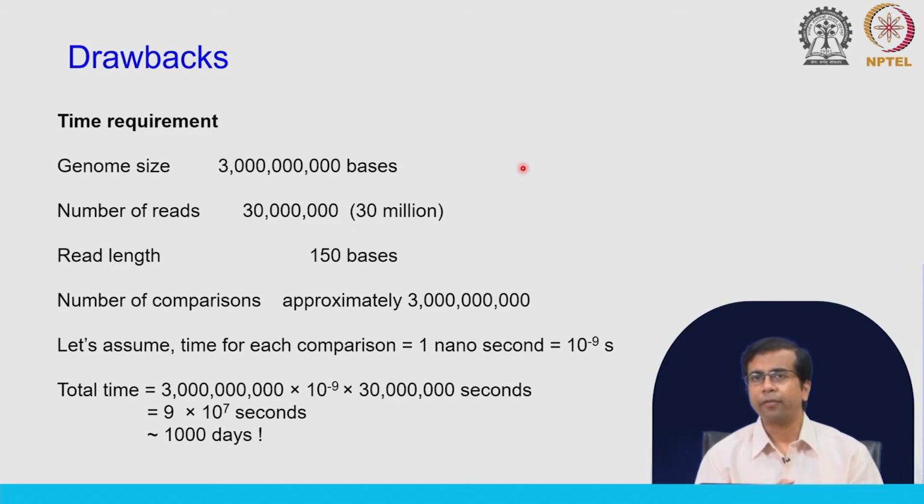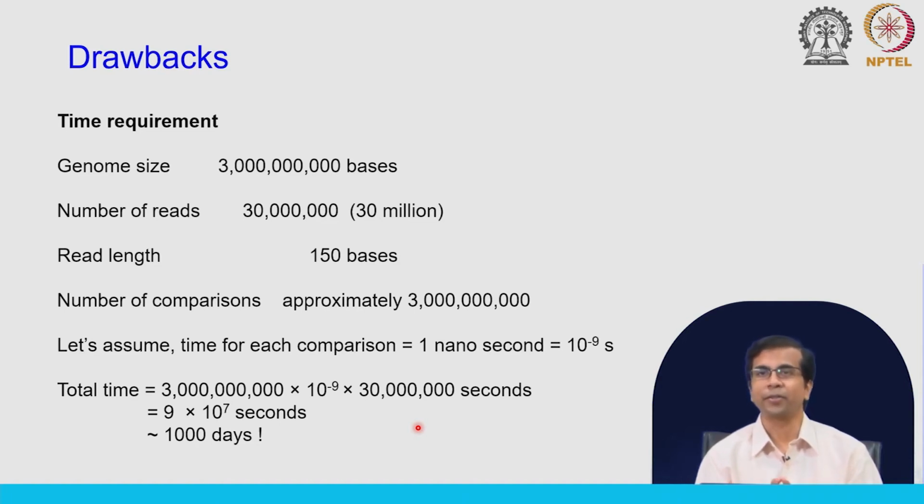So, how much time do you require if each comparison takes about 10 to the power minus 9 seconds? You have 3 billion comparisons, multiplied by 10 to the power minus 9, and you have to do this for 30 million reads. So, we multiply with the number of reads, which is 30 million. It comes to about 9 times 10 to the power 7 seconds, which is about 1000 days, so approximately 3 years to complete this mapping for 30 million reads.